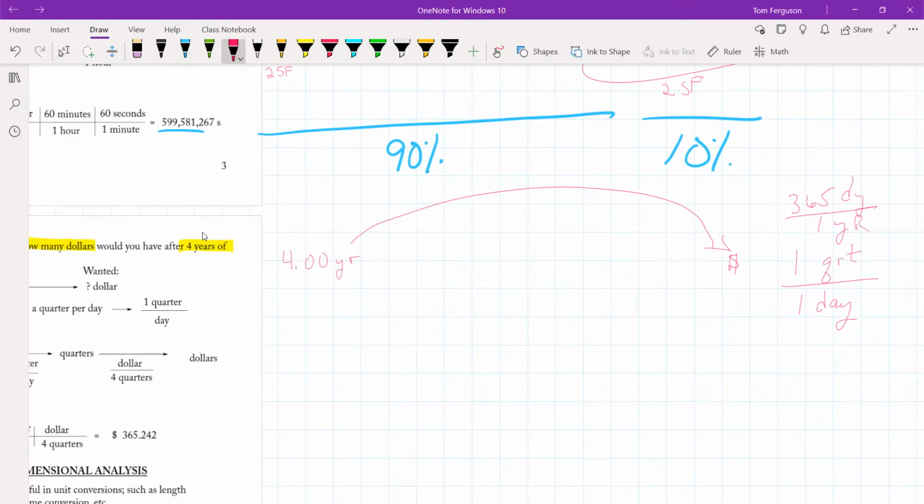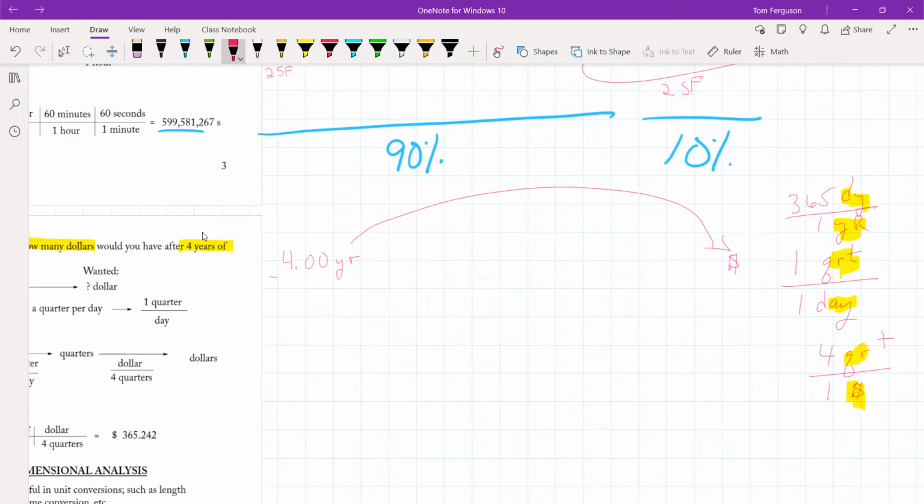What else here? Any conversion factors that involve a dollar? Well, we know that there are 4 quarters in a dollar. Okay, is that going to do it? Let's see, we got years. We have dollars. We have days here, quarters here, quarters here. So using these 3 conversion factors, we can link those all together to go from years to dollars.